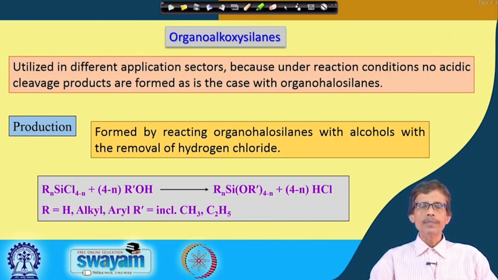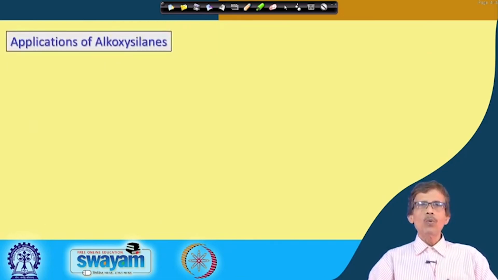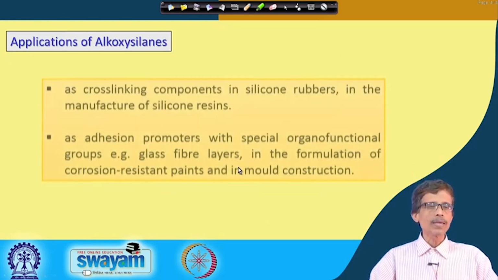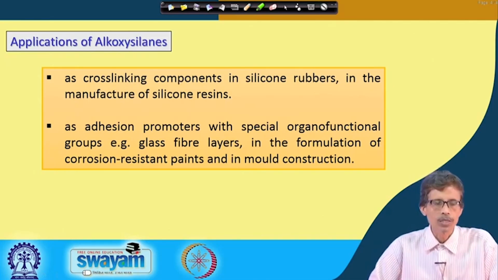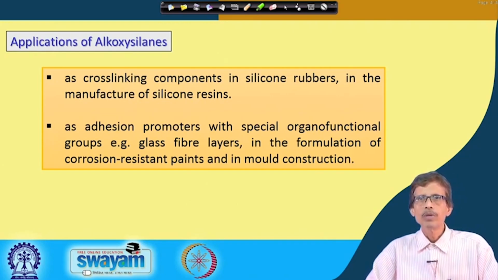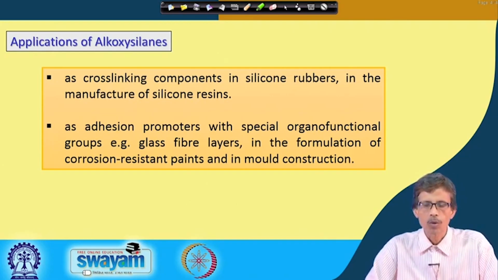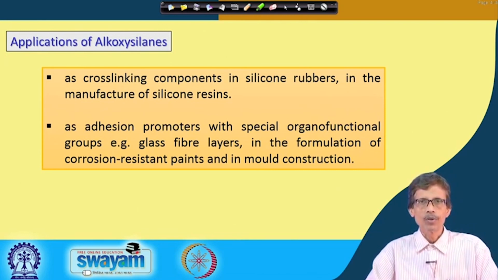So giving a mixed type of compound where R and R prime both are present around silicon. How do we use this in different useful applications? Application wise they are very useful, because we now have the alkoxy part, which can be a cross-linking component in silicon rubbers. So industry will be looking to make huge amounts of these silicon rubbers, and in the manufacture of different types of silicon resins.